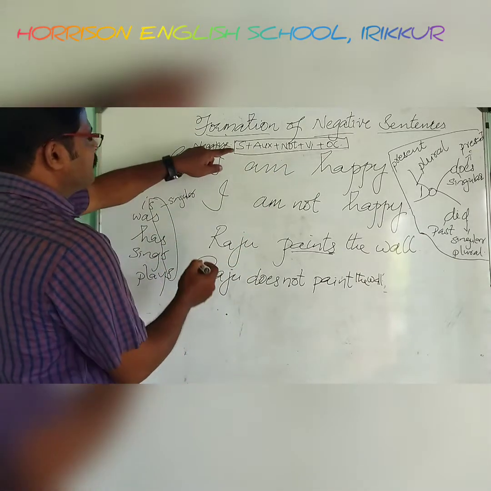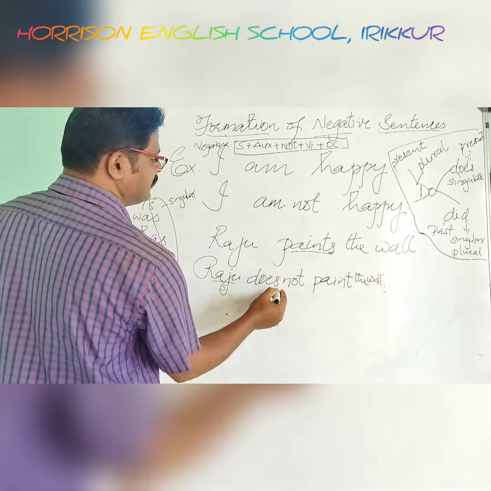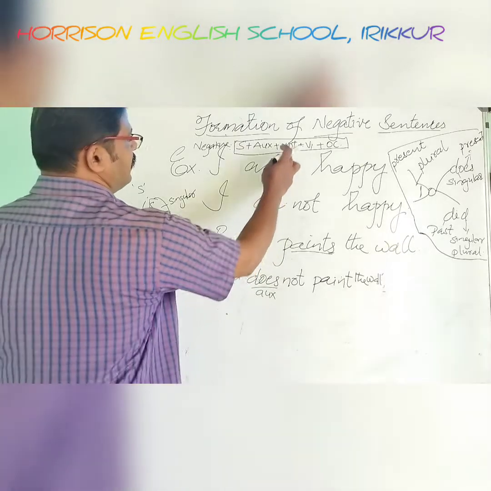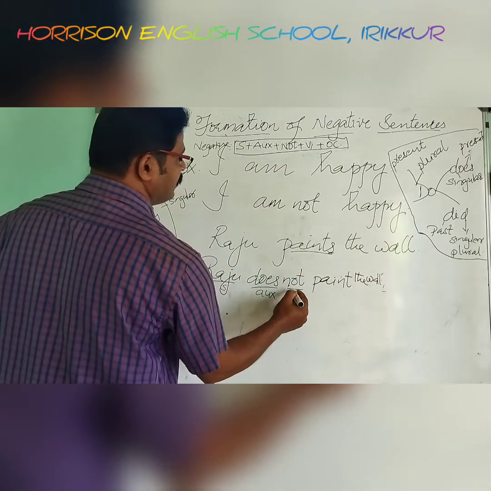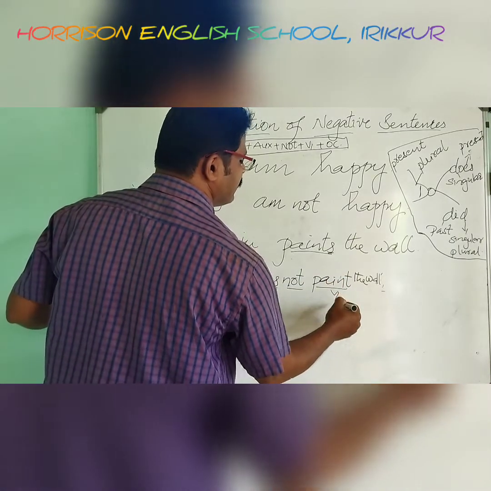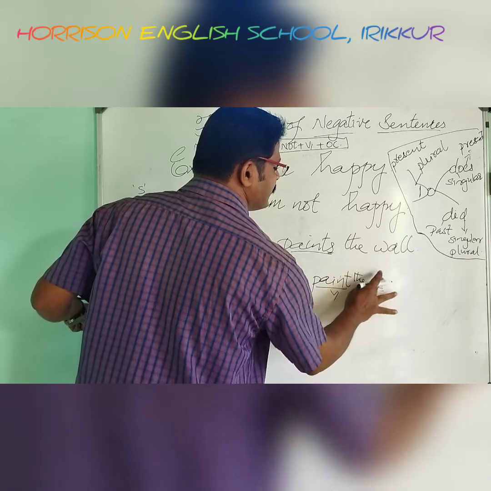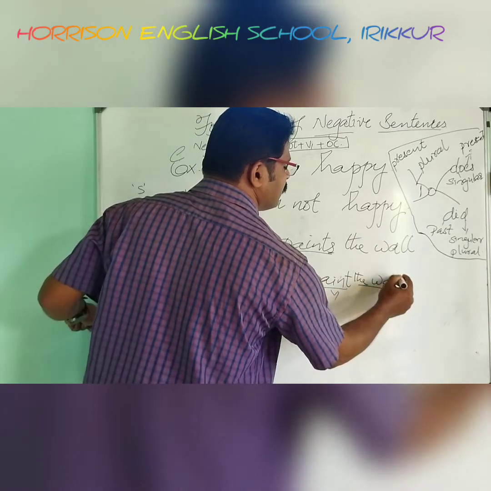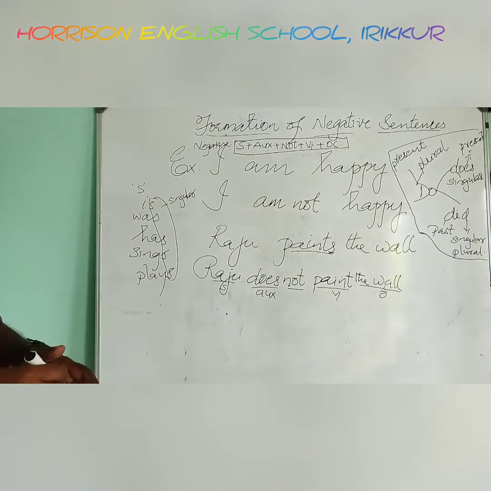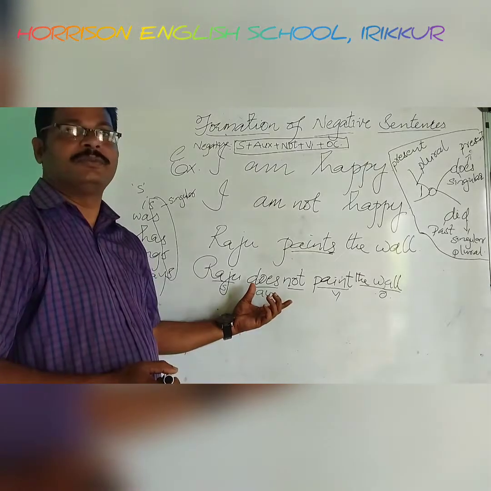You see, subject Raju, auxiliary does, plus not. This is the word of negation. V1 is paint. The word here is object. I'll write it neatly: paint the wall. This is the object. So this is the structure of negative. If you know how to make this, it is easy for us to make questions also.